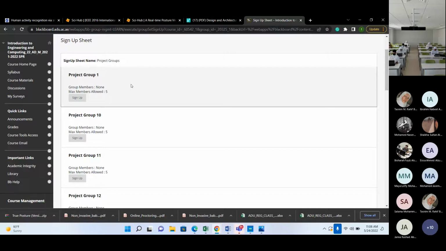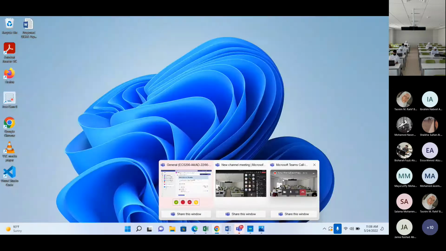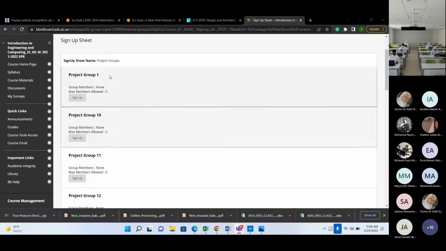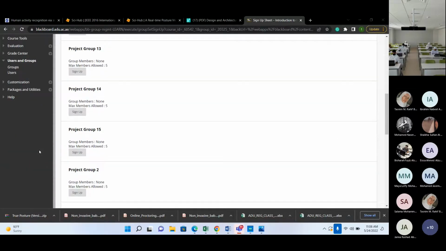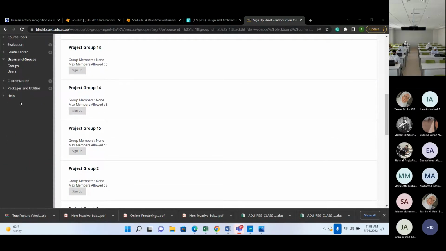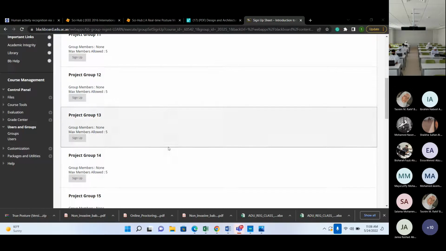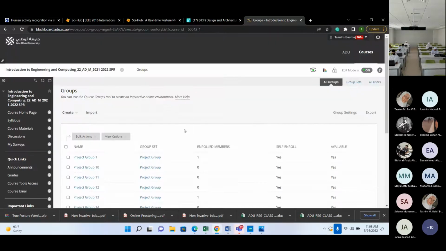Guys. About the numbers, Engineer Tasneem, when we say group 1, group 2, group 10, is there any clue that how they would be able to know if this is their group or not? Yes, Doctor. The group that they sign up in, the number of the group is going to be shown for them here, directly on Blackboard, and I'll be able to see it as well. Okay, all right.